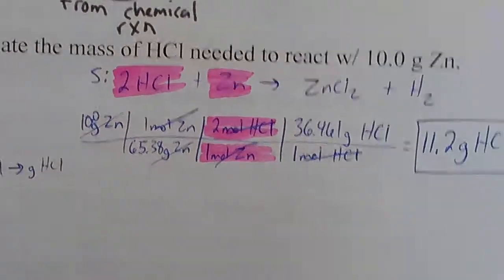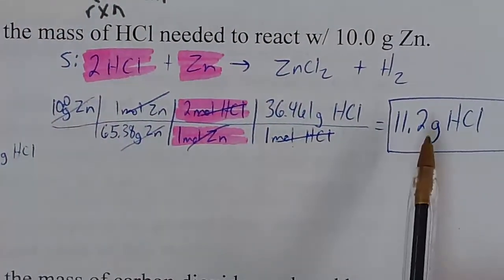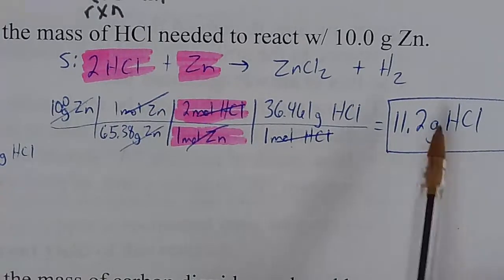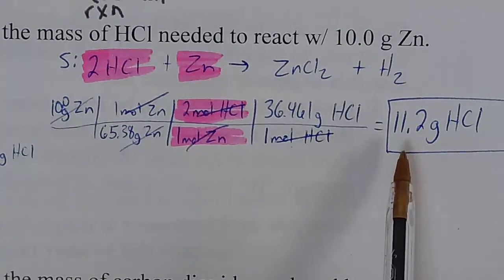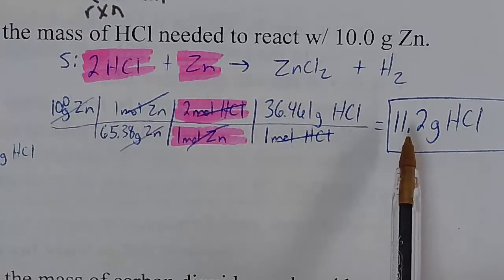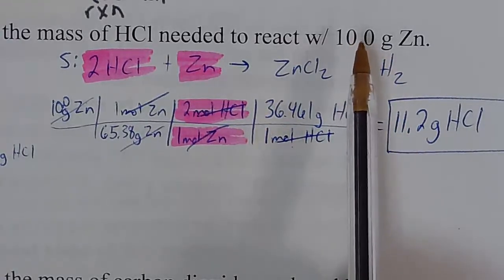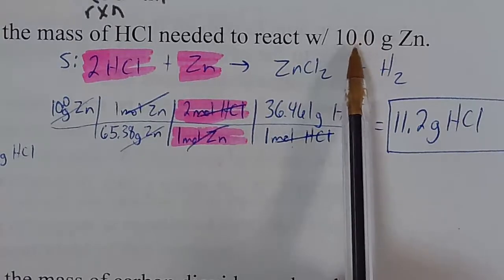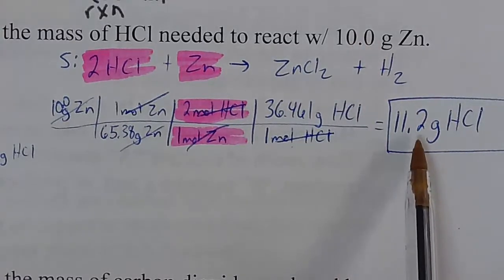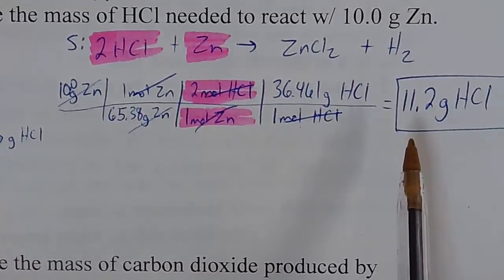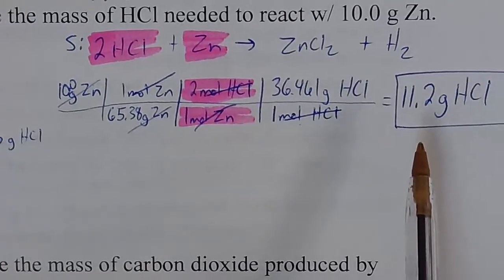And just as a little check for us, does that at least seem like a reasonable amount of something to use in a reaction with 10 grams of something else? Yeah, sure. I mean, it's harder to guess on these, but if you got like 1,000 grams, you're probably like, that's probably too much. So, that's one way you can just stop and check your answer for just a moment.